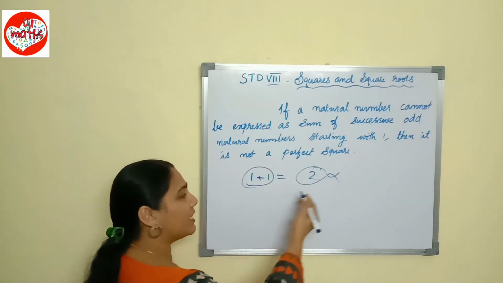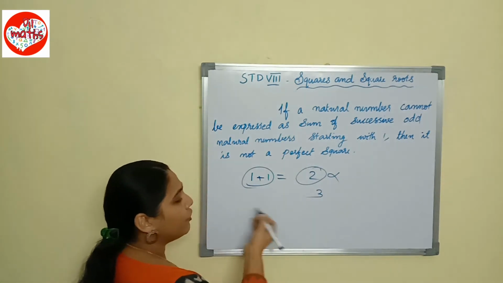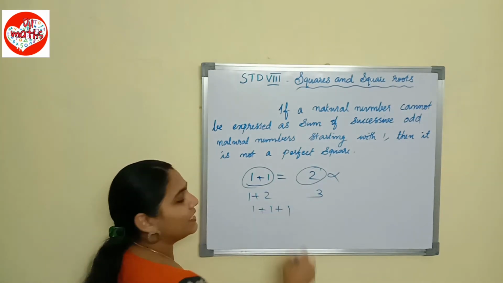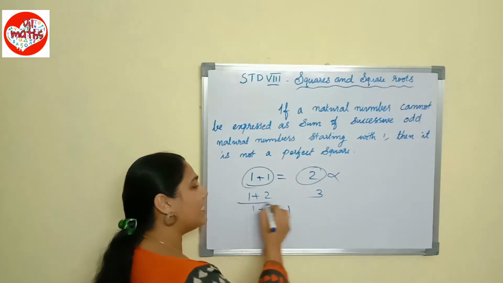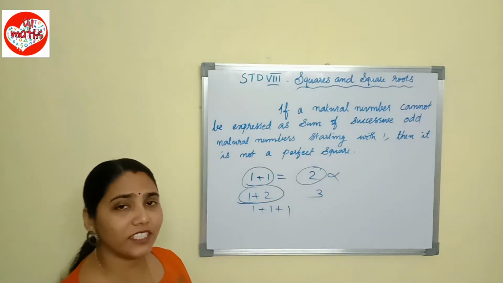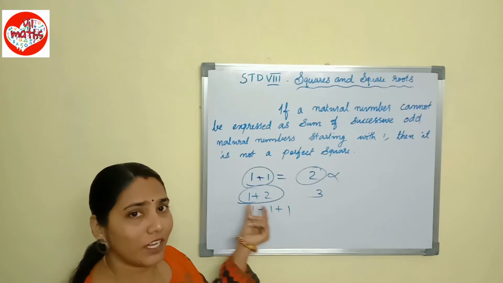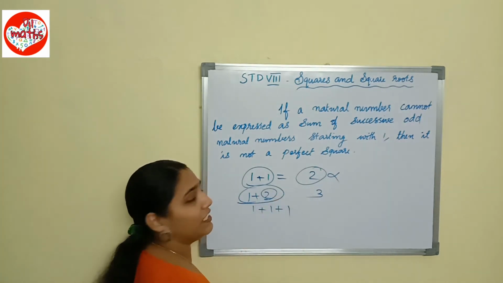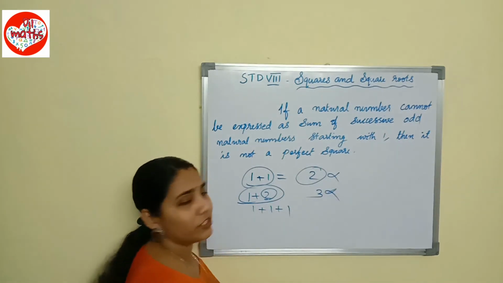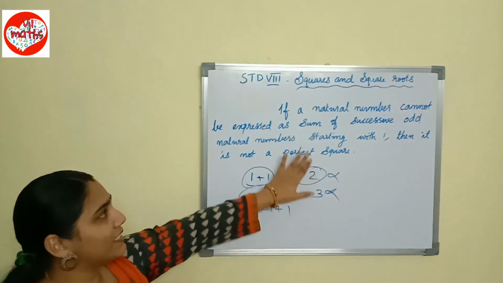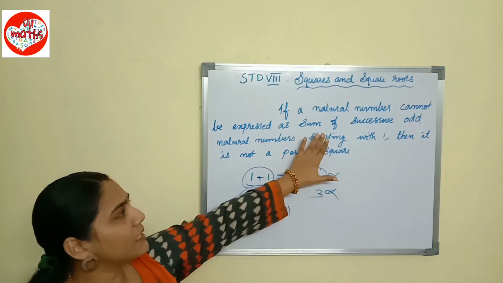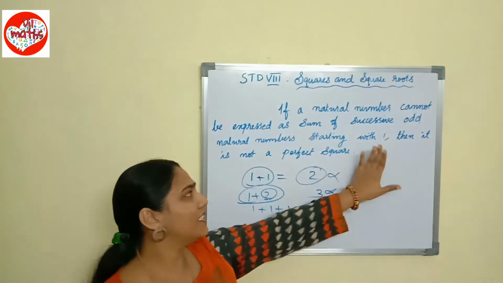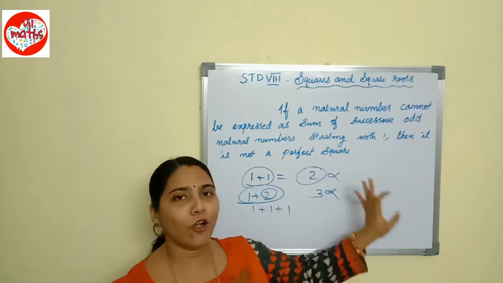Like that, if you are taking another number, if you are taking 3, what you should do? You should add 1 plus 2 or 1 plus 1 plus 1, isn't it? So from here also you can see that we are not adding consecutive odd numbers. Okay? We are not adding first consecutive odd numbers, isn't it? This one is odd, but this one is even. So 3 also is not a perfect square. Okay? So what is the sentence saying? If a natural number cannot be expressed as a sum of successive odd natural numbers starting with 1, then it is not a perfect square. I hope you understood this.